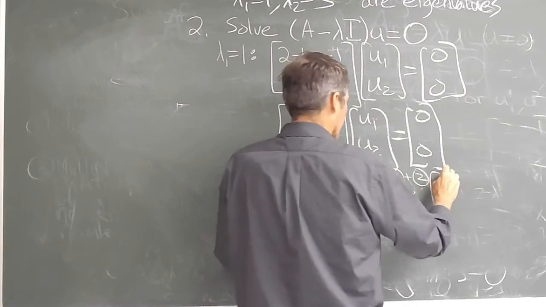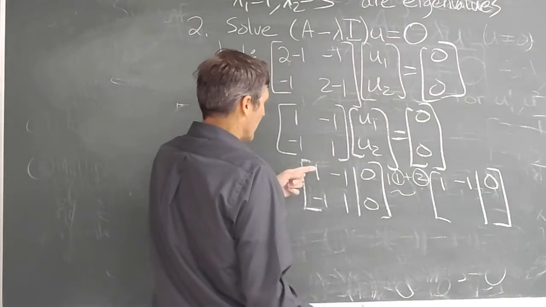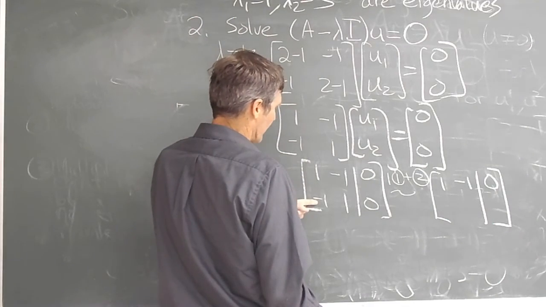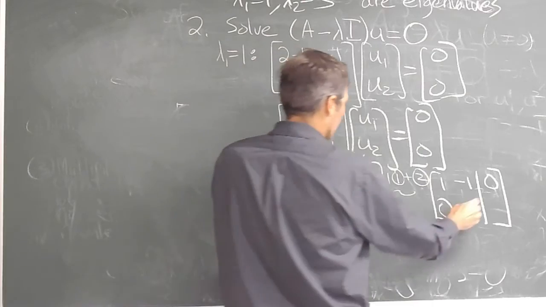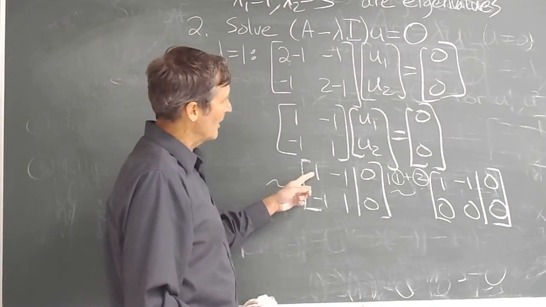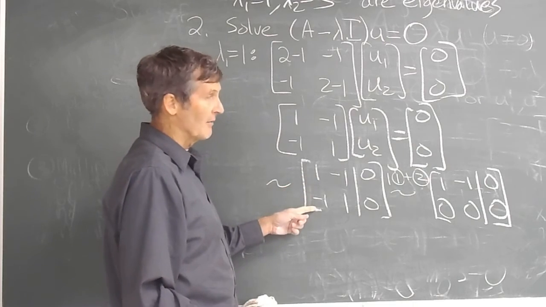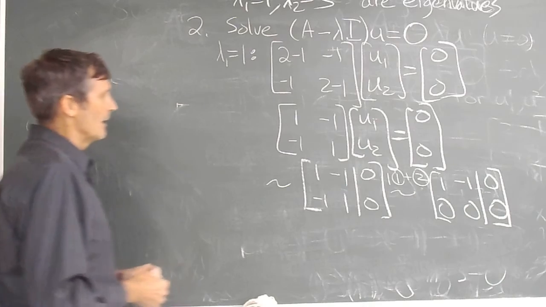So that'll leave the first row the same. Minus 1 times this one added to this one is 0. And then 1 times this added to this is 0. 1 times this added to this is 0. It turns out on these eigenvalue problems, you're always going to get at least one 0 row down here.